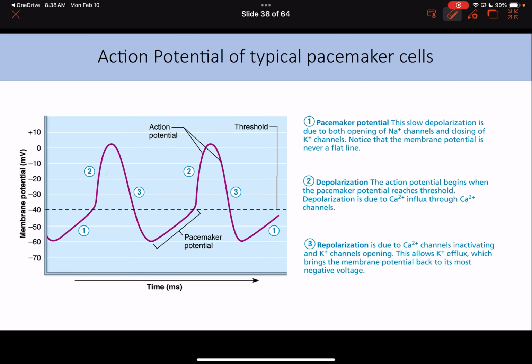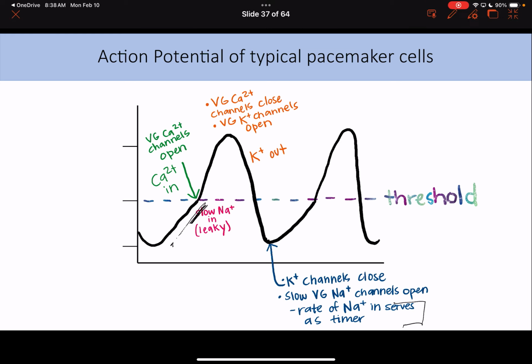Ooh, go back. So if we're looking at these action potentials and we were to speed up the rate of the heart, we would just have more of these closer together. So it's a little bit different.